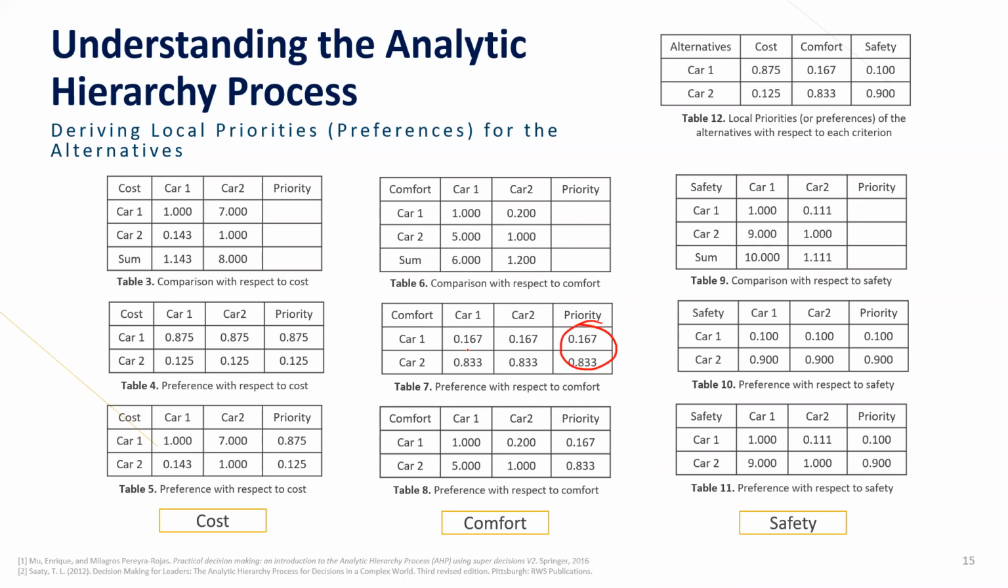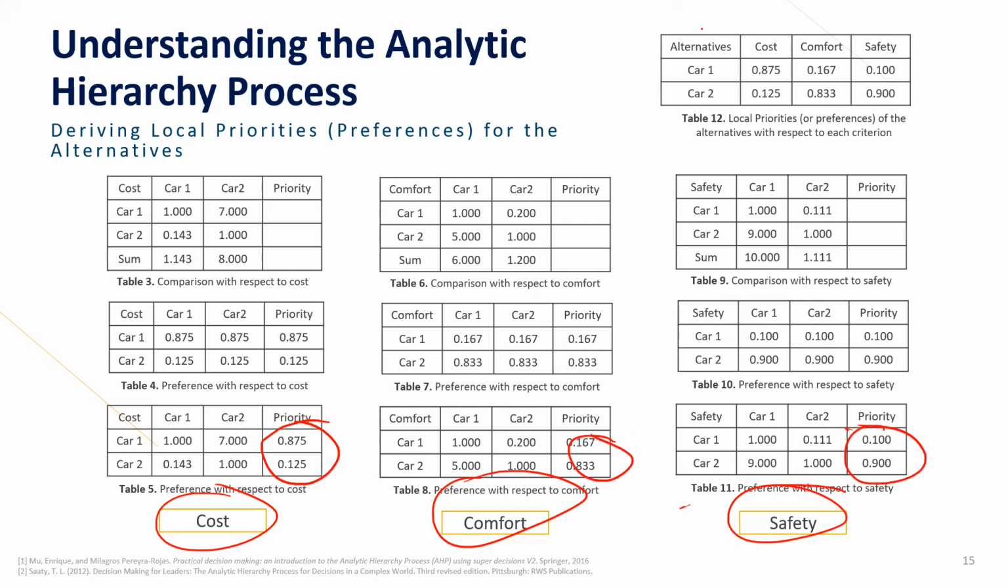Yeah. Take the average of this one. Then you get this, put it here, and this one also put it here. You got the preference with respect to the comfort. Okay, do the same for safety, comfort, and cost. So your priority here, if we summarize it, you can put it here.